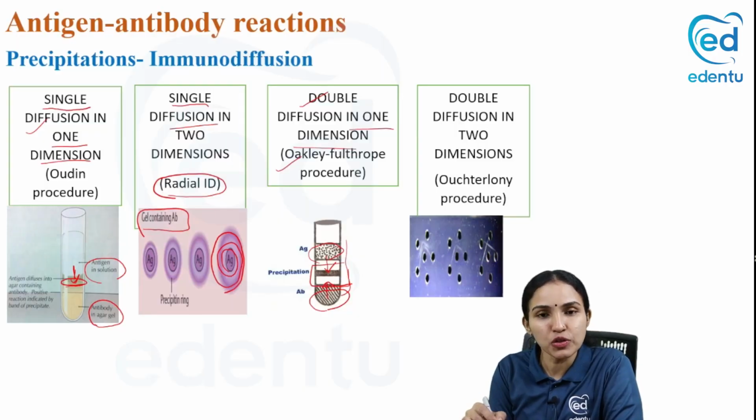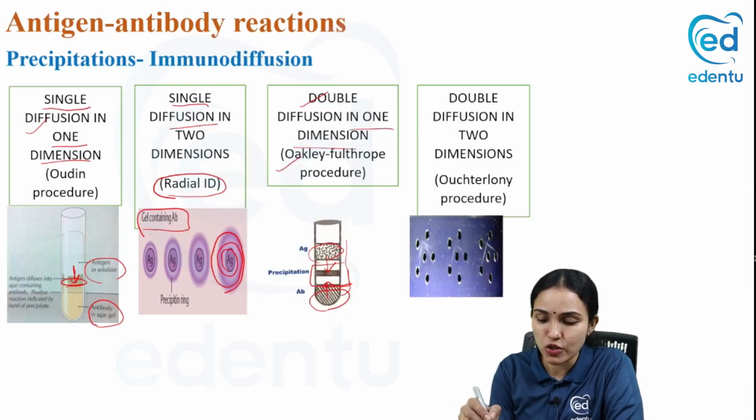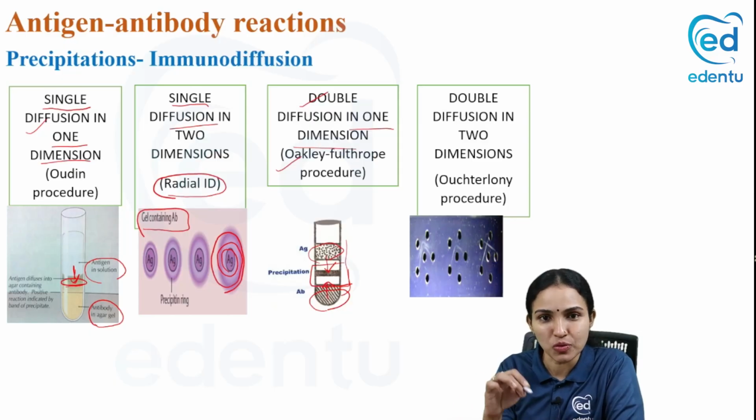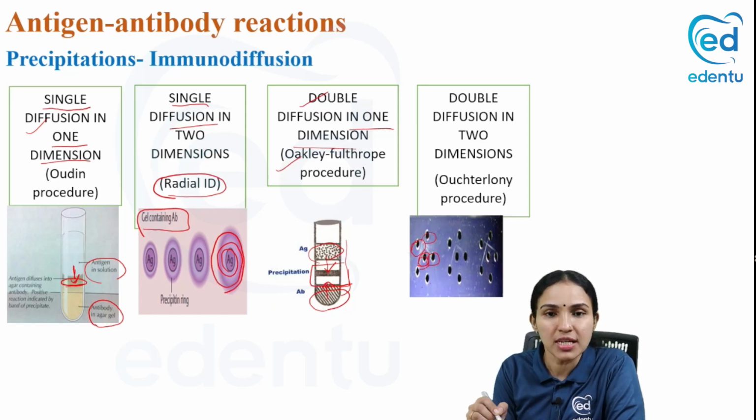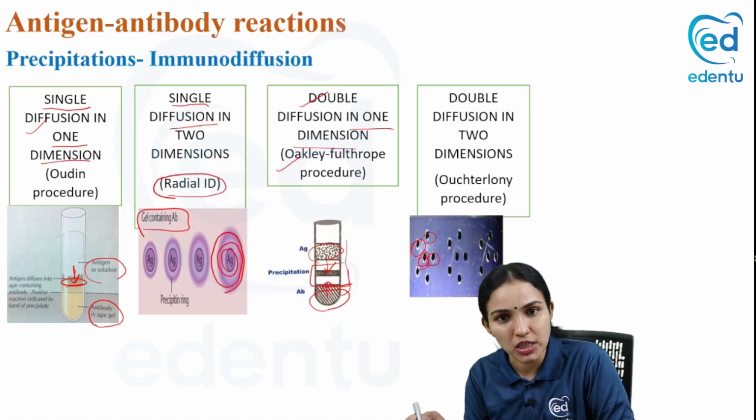And you have double diffusion in two dimensions also. That is, both antigen and antibody are diffusing in a radial manner. That's called the Ouchterlony procedure. Here you can see you put antigen in the center and you put the antibodies in the different wells surrounding it. So there will be diffusion of both the antigens and antibodies in two dimensions. That is why it's called double diffusion in two dimensions.